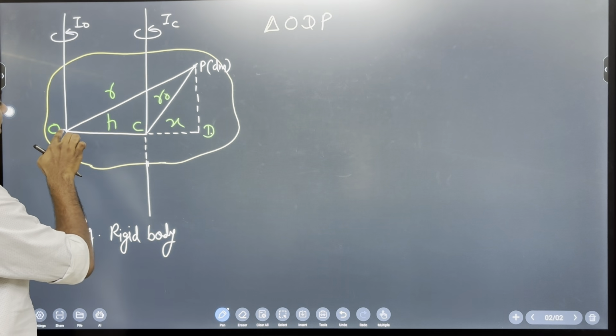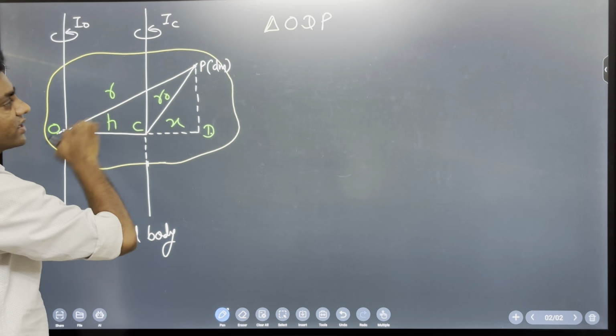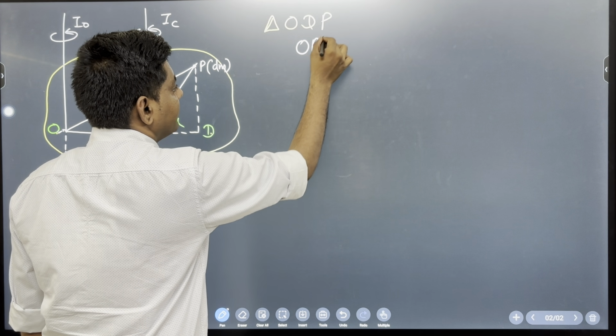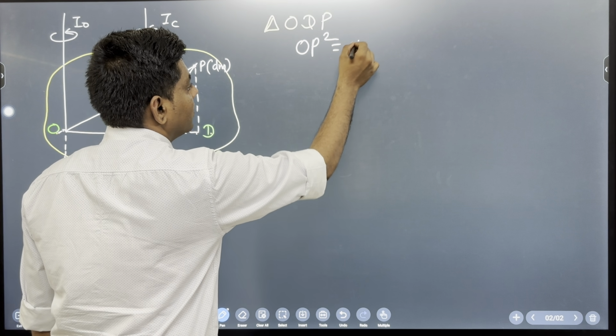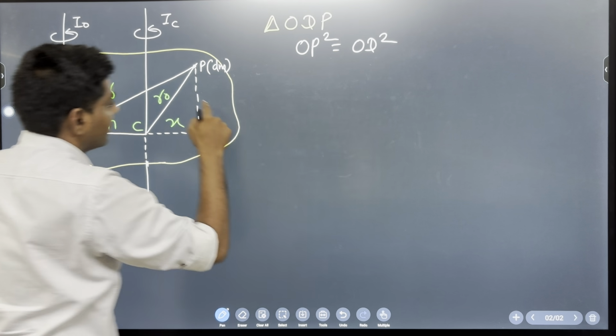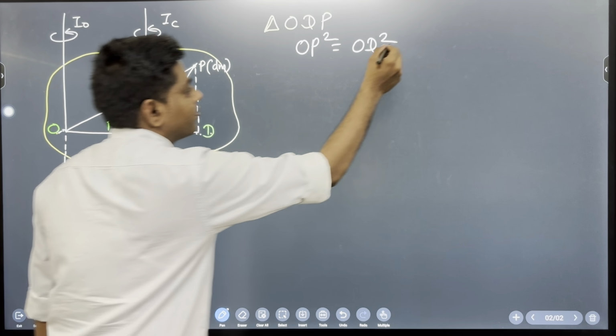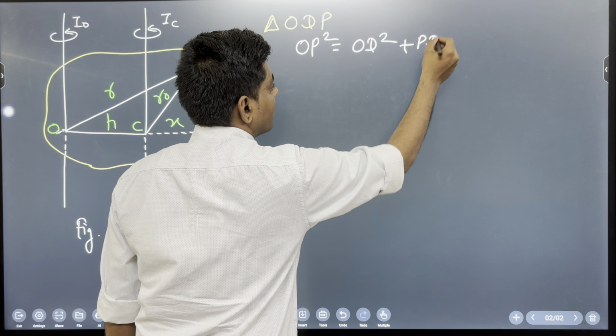So what is the hypotenuse here? OP is the hypotenuse. So that is OP square equals OD square plus PD square.